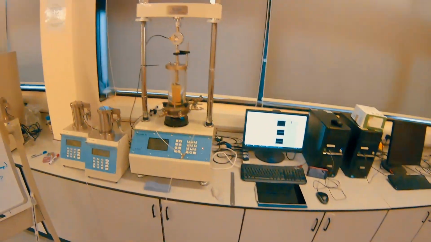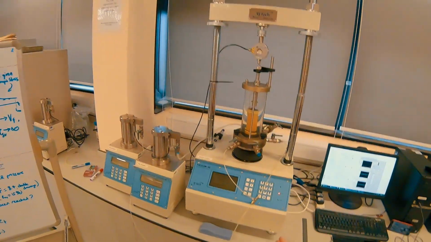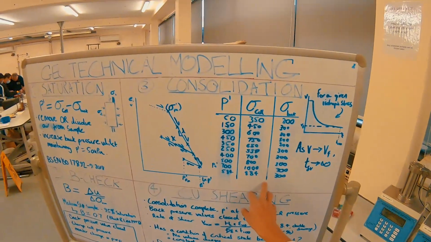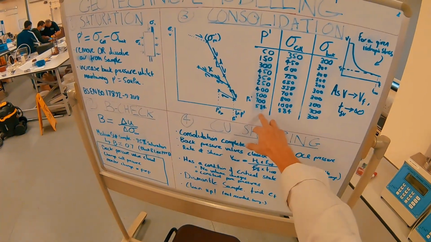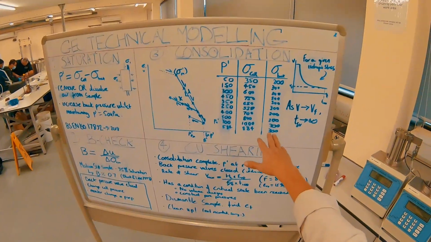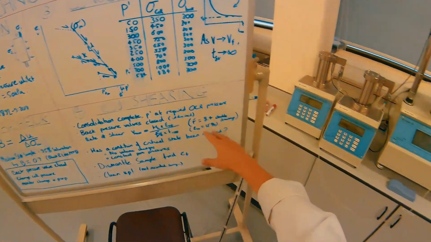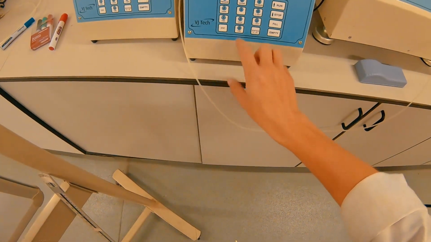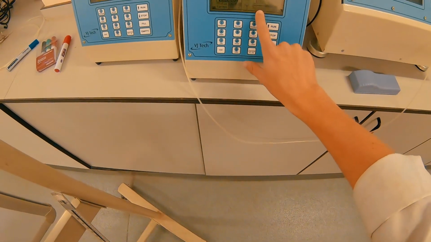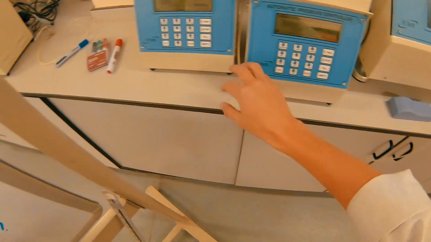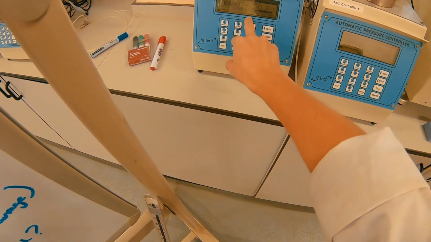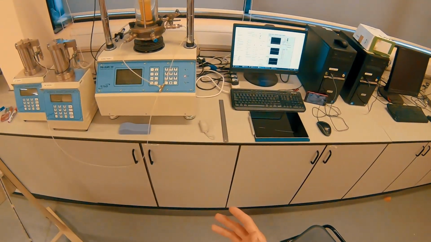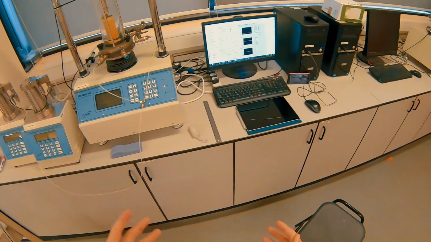So we left on Friday with the sample consolidating, and by the end of the consolidation phase we wanted a P dash of 584, represented by a cell pressure of 884 and a back pressure of 300. Let's just check that we have those values on our pressure controllers, and you can see there we have 883 and 300 on our cell and back pressure controllers. So we are happy that we're at our final pressure.